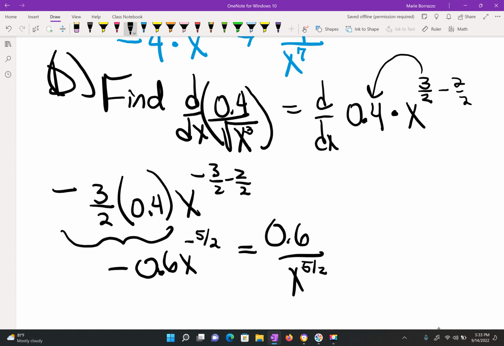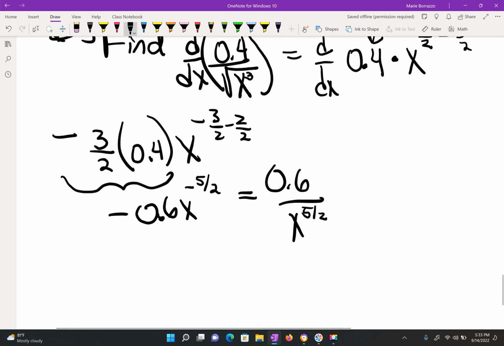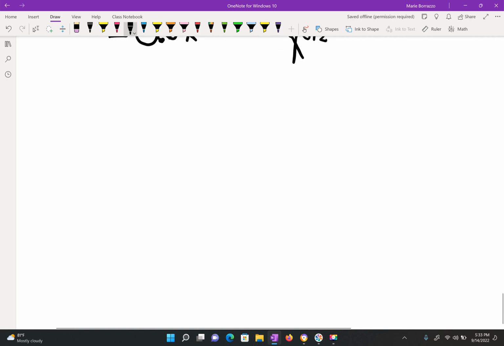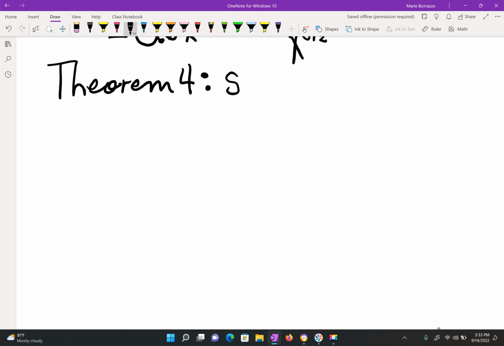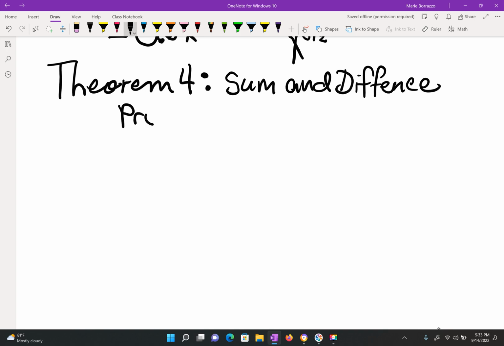So let's look then at theorem 4, which ties to example 5. If you're ready. Ready? Okay. So theorem 4. Theorem 4 is another very easy one, and it kind of wraps everything you've learned to this point about differentiation. So it has to do with the sum and difference property. So basically adding and subtracting.